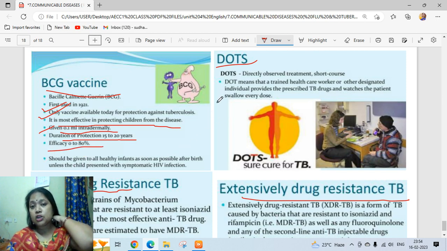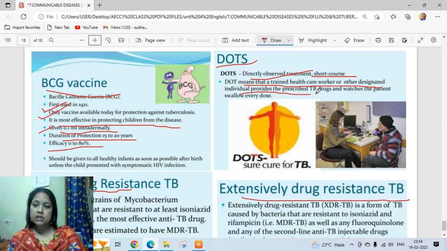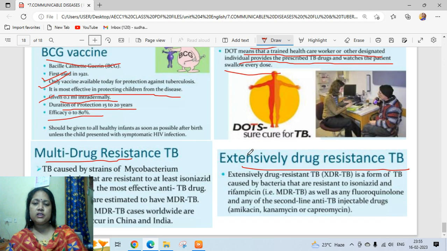Then DOTS, directly observed treatment, short course. DOT means that a trained healthcare worker or other designated individual provides the prescribed TB drugs and watches the patient swallow every dose. This is DOTS. This is the sure cure for TB.